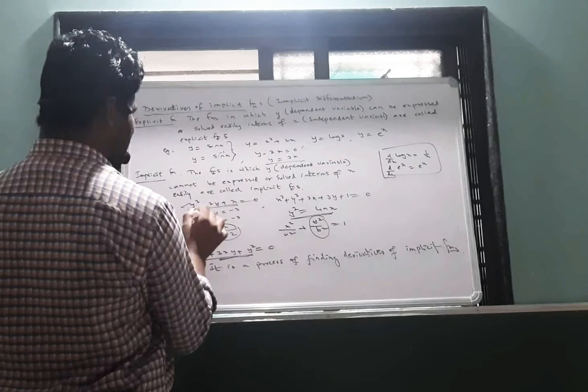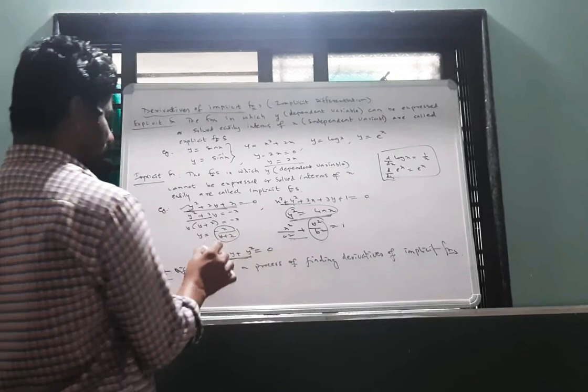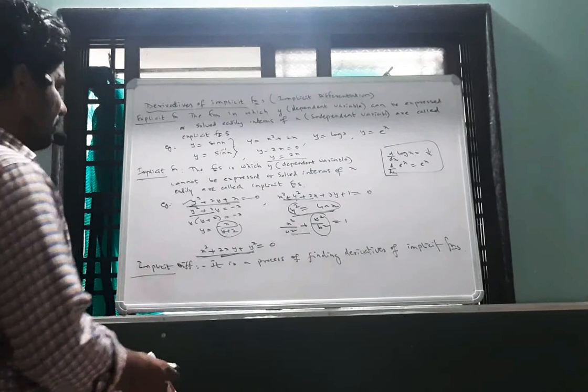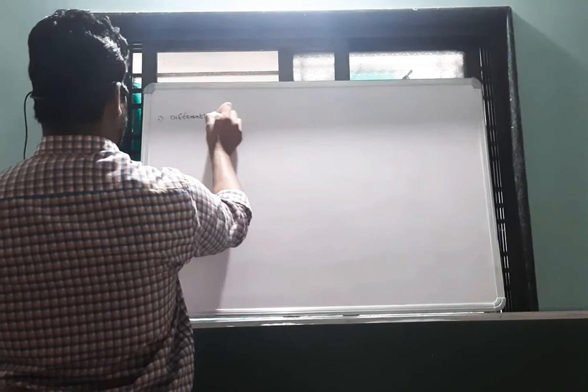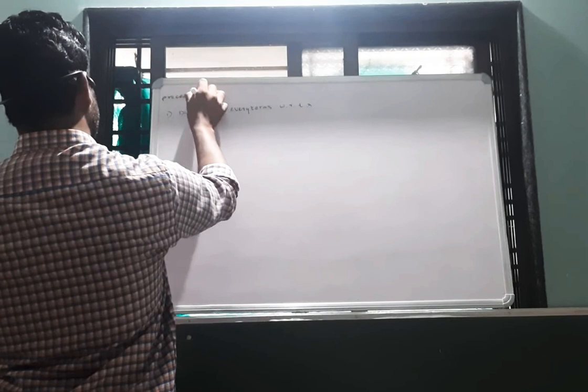Now how do we find these derivatives? Whatever implicit function is given, we have to study how to find its derivative, and this process is implicit differentiation. So what are the steps involved, or the procedure to find the derivatives of implicit functions? Let us see the procedure. The first point is to differentiate every term with respect to x.